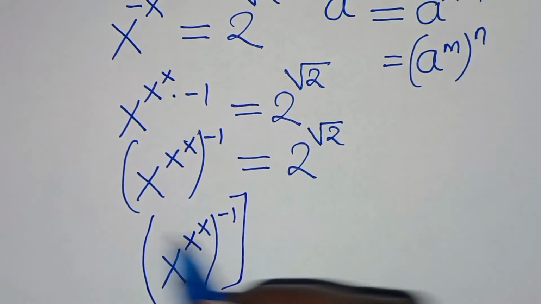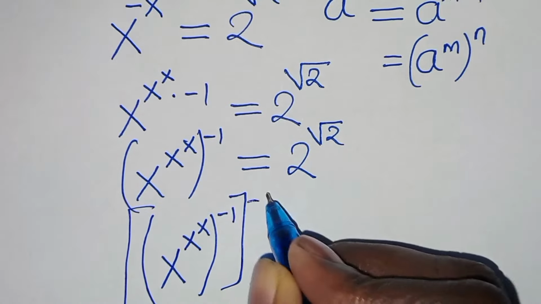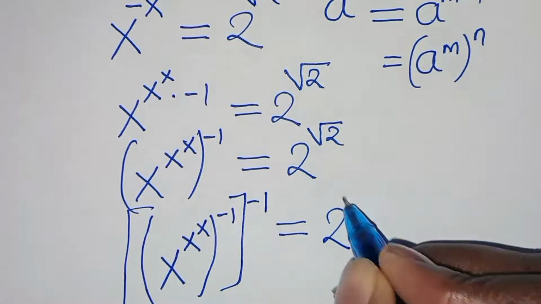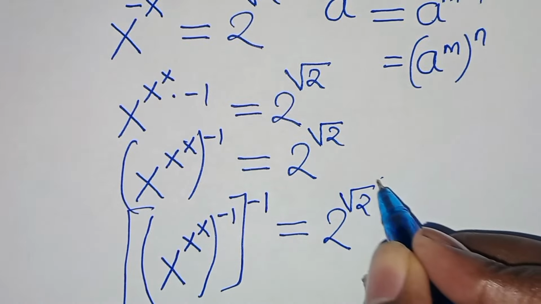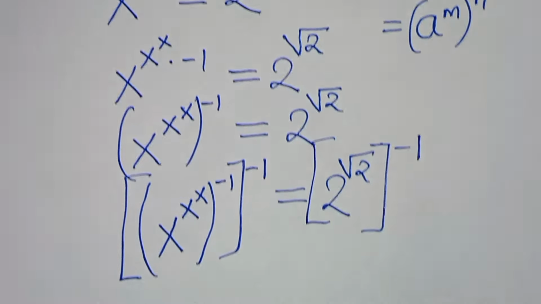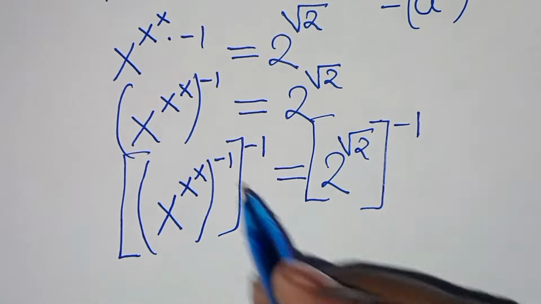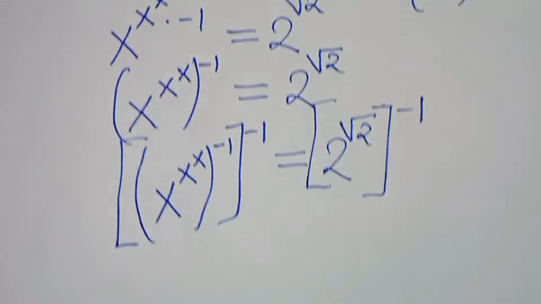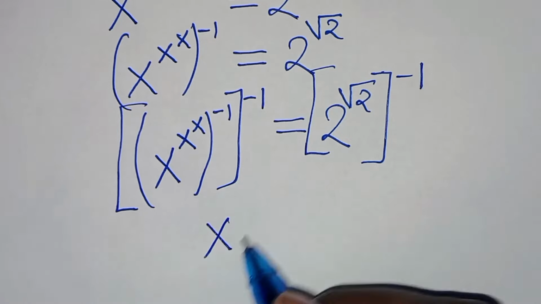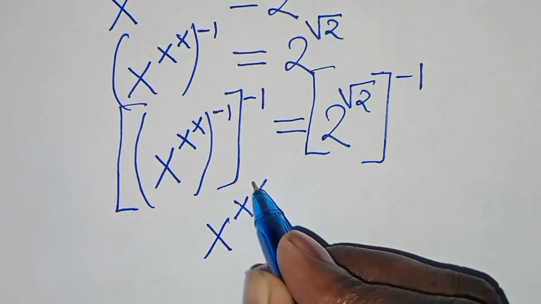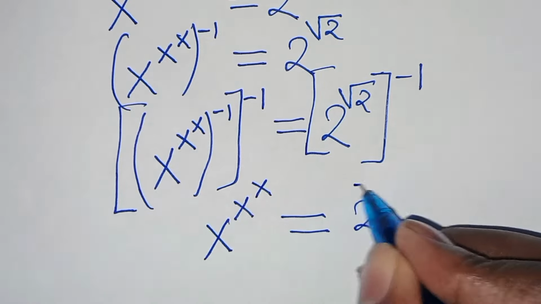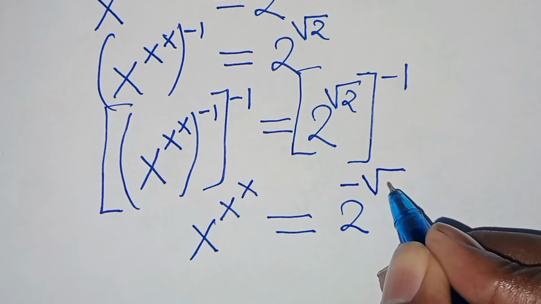Let's multiply both sides by minus 1, so that on the right hand side we have 2 to the power of square root of 2, then raised to power minus 1. So minus 1 times minus 1 simplifies, definitely this is 1, so that we have here x raised to power x raised to power x equal to 2 to the power of minus square root of 2.